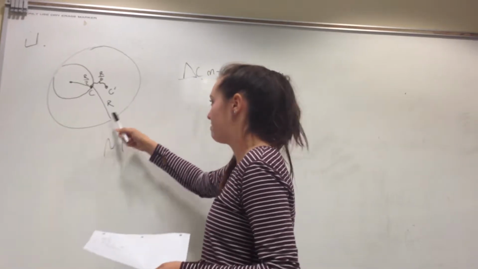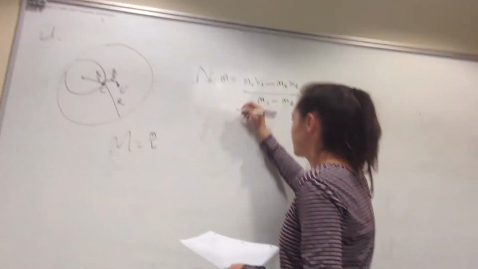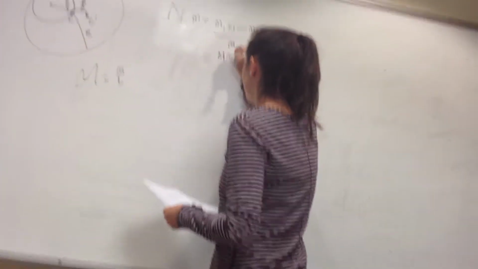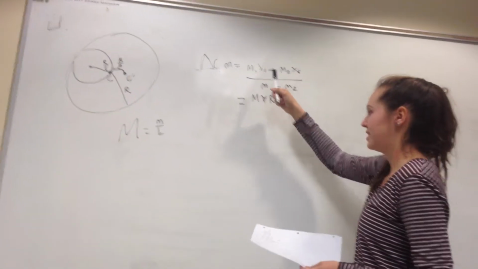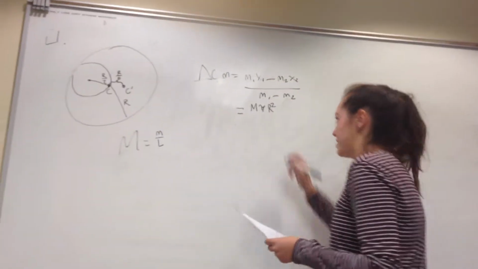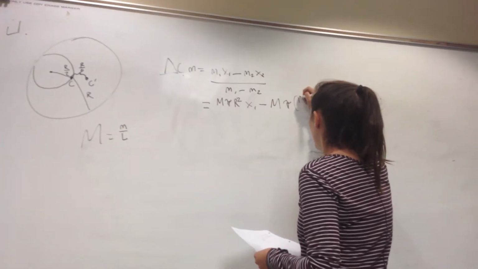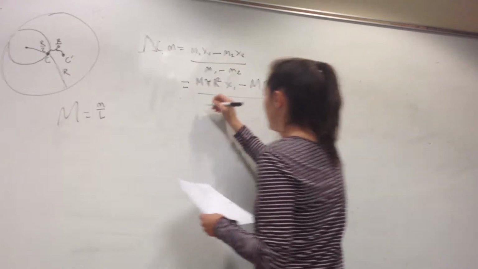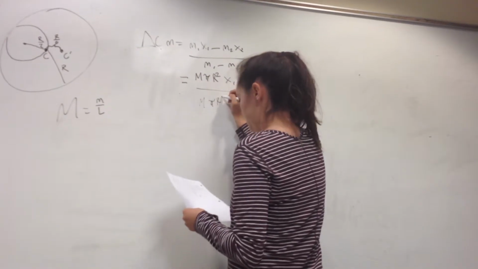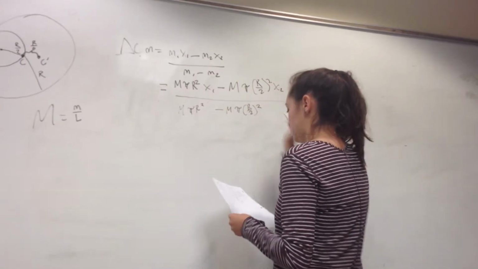Okay, and then we're going to call it big M, and that's going to be each unit of mass of the pizza, so that's basically m over L. So we're going to use big M times pi times the radius r squared, because that's the area times the mass per unit area, which gives the mass overall. And then multiply it by x1, minus M pi, and then this one's r over 2 squared, because that's r over 2, times x2, over M pi r squared minus M pi times r over 2 squared.